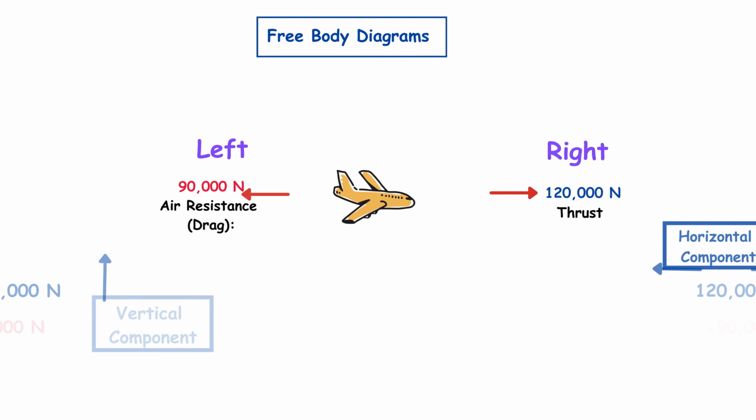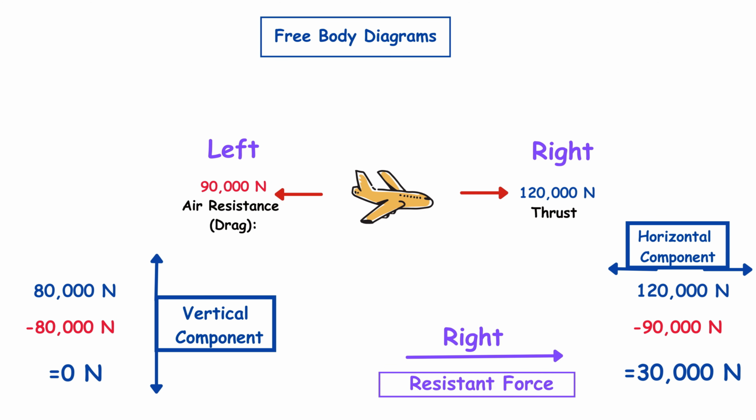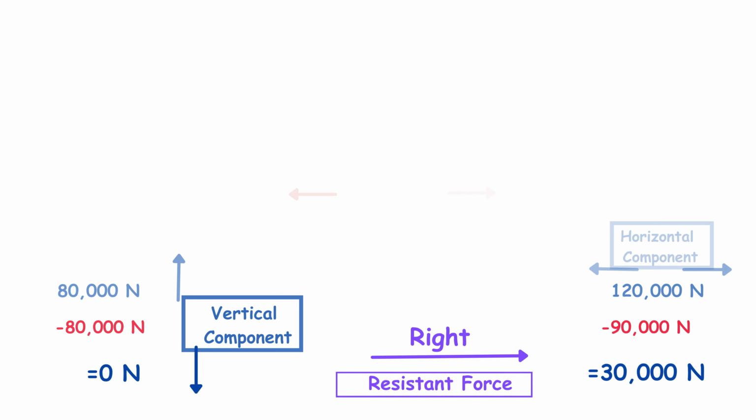For the horizontal component of the forces, let us say the thrust moving the plane forward is 120,000 newtons, while the air resistance pulling it backward is 90,000 newtons. If we subtract the smaller backward force from the larger forward force, we are left with the resultant force of 30,000 newtons acting in the forward direction. So when we combine both vertical and horizontal analyses, we find that the plane has no net vertical force and a net horizontal force of 30,000 newtons, pushing it to the right or forward.